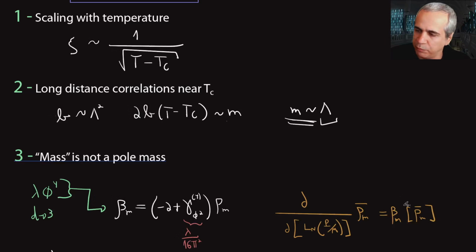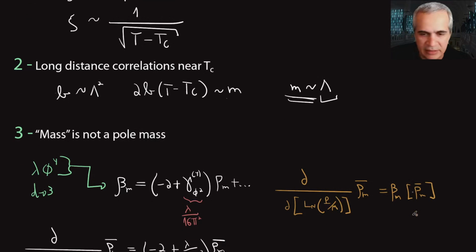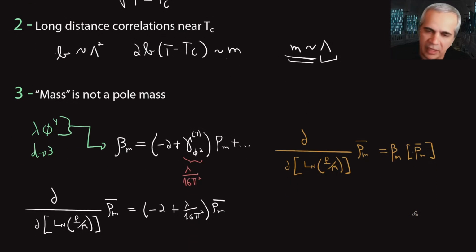You just have to plug the beta function here. And remember, this is an approximation. There were other terms, right? This was the leading contribution below 4 dimensions. Now, if we plug this beta function here, we get this equation, right? And that's what we have to solve for.